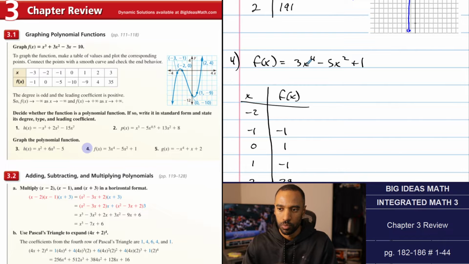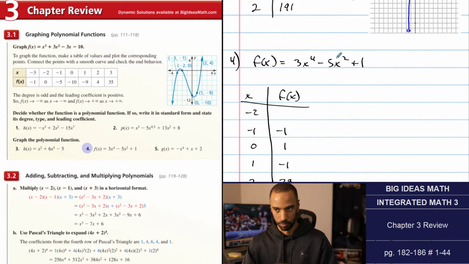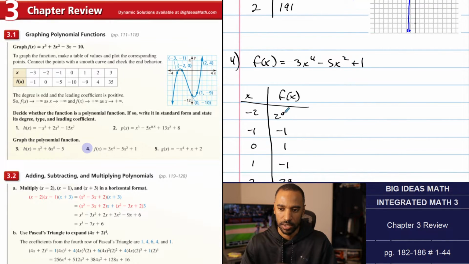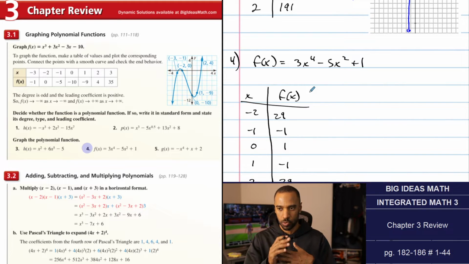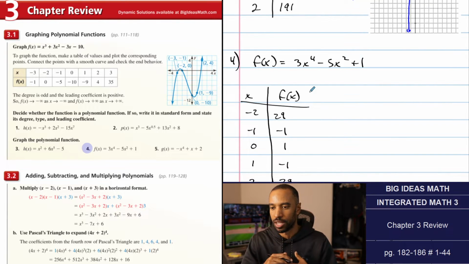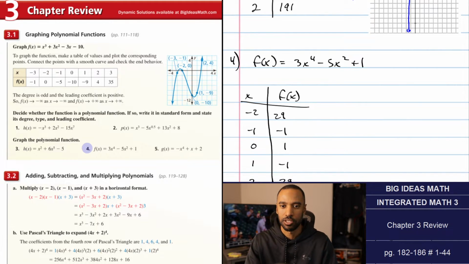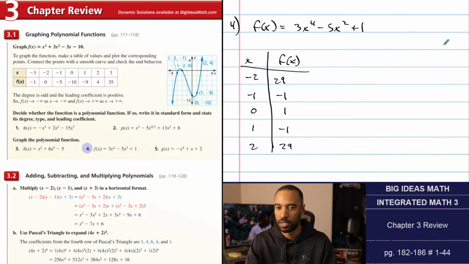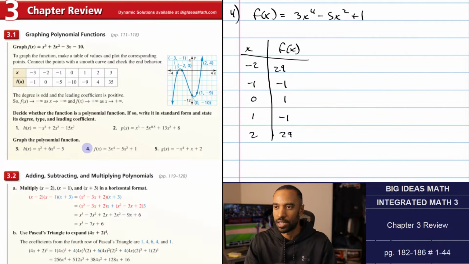Negative 2, we still get this same stuff. Positive 48 minus 20 plus 1. It's still 29. We might be able to talk about this one later, but this is what is known as an even function. It has symmetry across the y-axis, which means you're going to get the exact same thing on the left side as you do on the right side. I'm sorry, you didn't see that 29. It was cut off, my bad. Anyway, that was a 29 there.